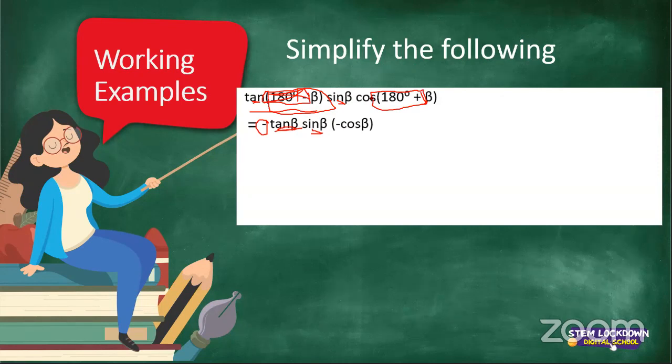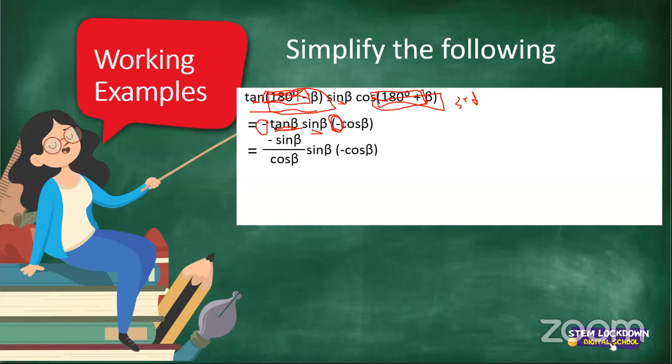And then for cos of 180 plus beta, if you go back to our Cartesian plane, 180 plus beta is in the third quadrant. And in the third quadrant, only your tan function is positive. And so that means your cos is negative in quadrant 3. So it's negative cos beta. Right? From here, we continue as it is a straightforward multiplication.